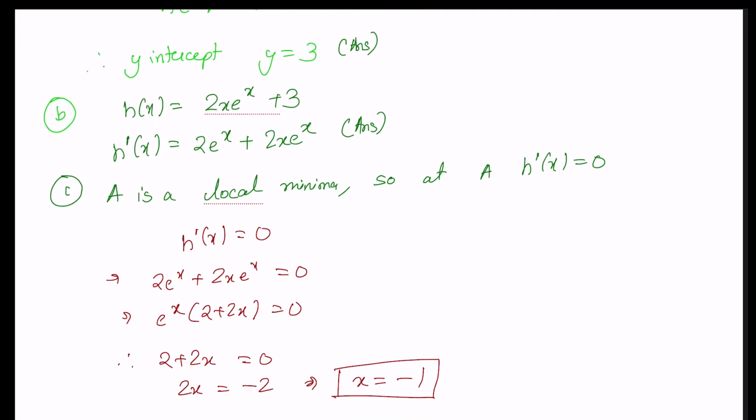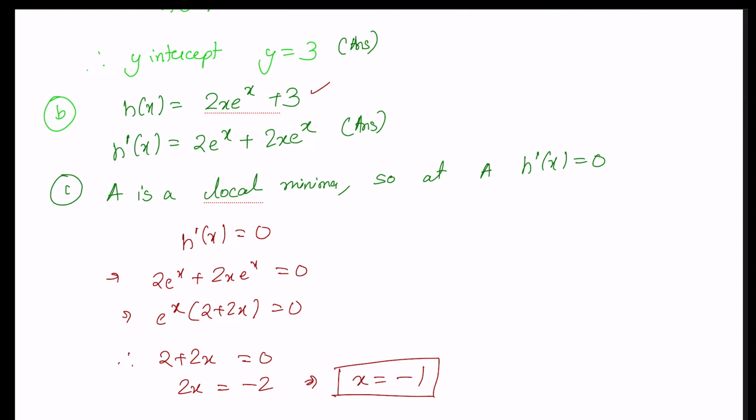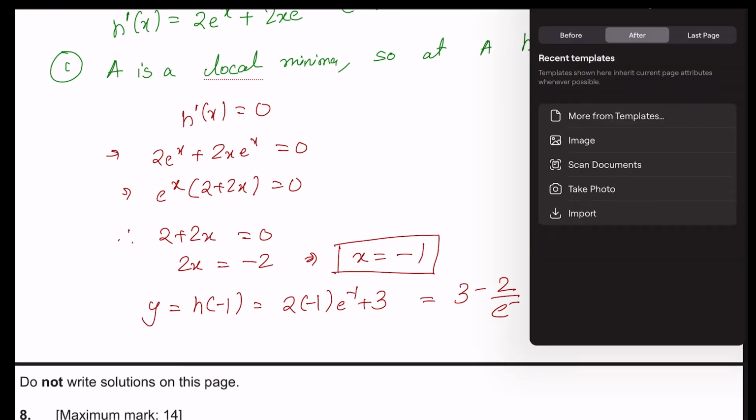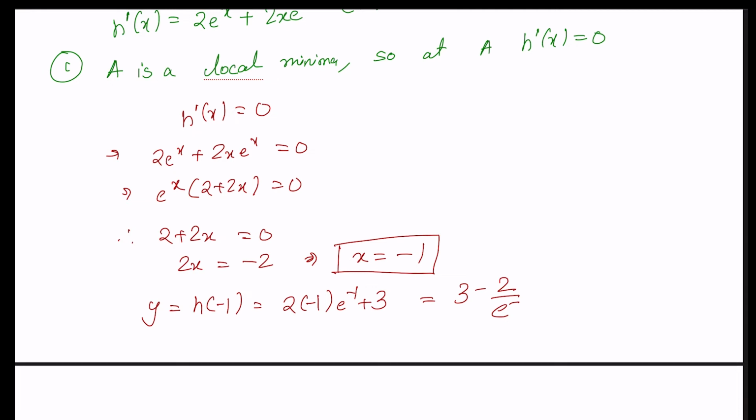Now we have to find the y coordinate. The y coordinate of A is h of minus 1. That is 2 times minus 1 times e to the power of minus 1 plus 3, which gives you 3 minus 2 by e. So the coordinates of A would be minus 1 comma 3 minus 2 by e. This is the answer to part C.